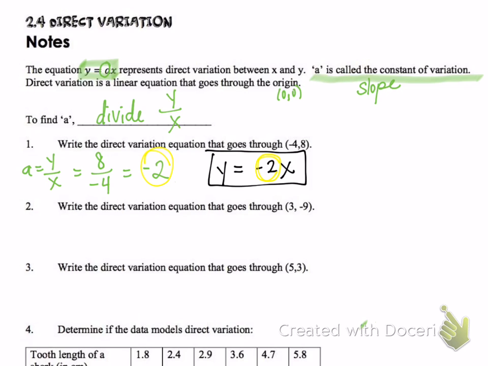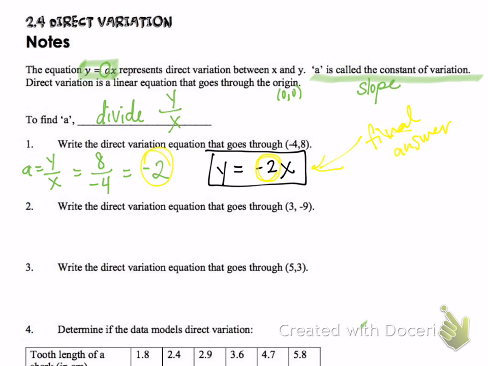So super simple. The only thing that I see that happens on tests and quizzes and things is that they forget to write it as a final answer. They don't write this equation as the final answer. So that would be my final answer, not -2.